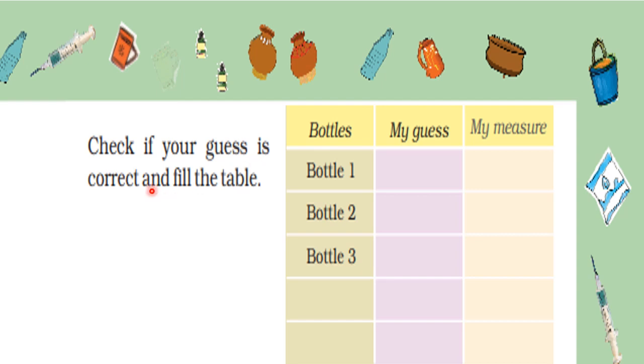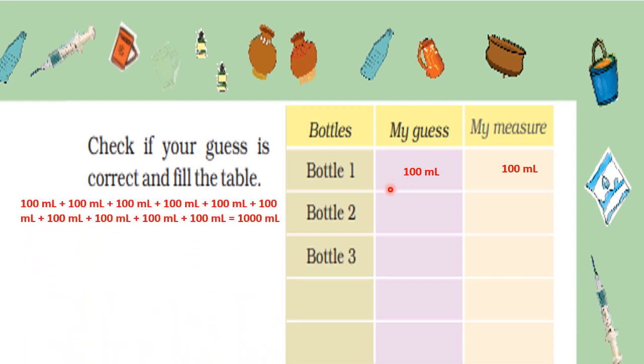Now check if your guess is correct and fill the table. Bottles, my guess and my measure. We have collected different sized bottles. So let's see for bottle number 1. My guess is 100 ml and my measure is also 100 ml. Why? Because I poured 100 ml water, 10 times in the big bottle. So it becomes 1000 milliliter.